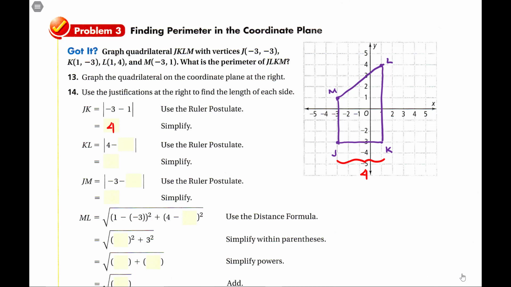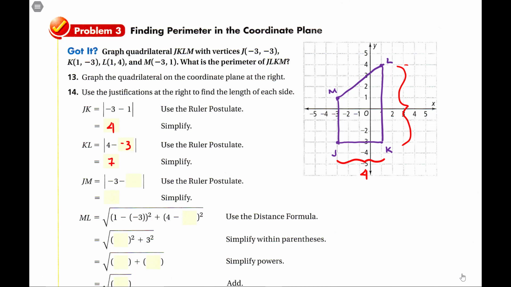From K to L, we have 4. Let me highlight this. So from K to L, we have 4 minus -3. So we're measuring from L down to K. 4 minus -3 is +7. The absolute value of 7 is 7.